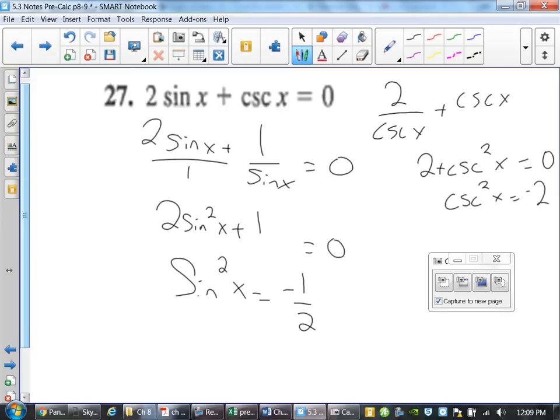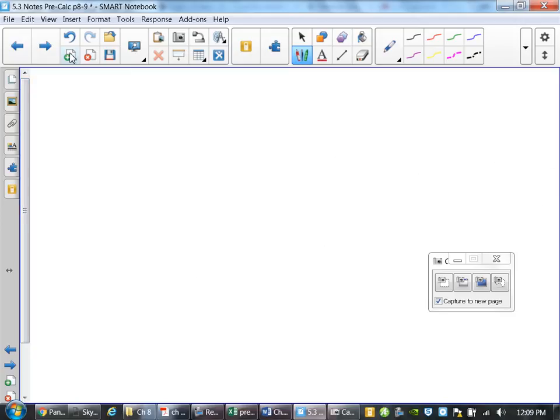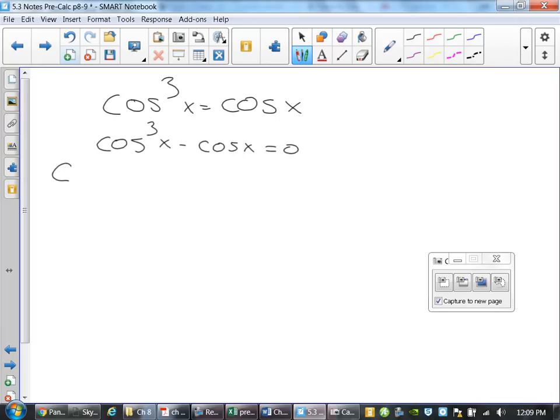Number 21? Sure. Cosine cubed equals cosine of x. Now, in this case, you can't divide both sides by cosine because you would eliminate a possible solution. So what you do is you subtract it, and factor out the GCF. Now you have 2 separate terms that are set equal to 0. So you set them up as 2 separate terms equal to 0.